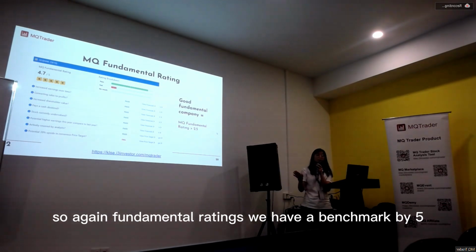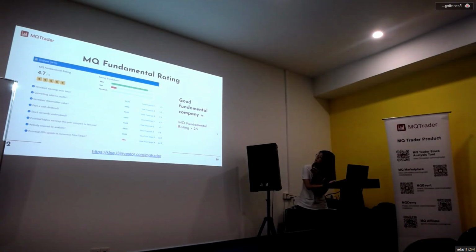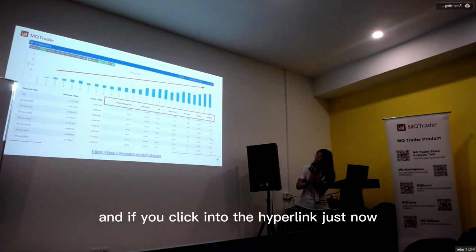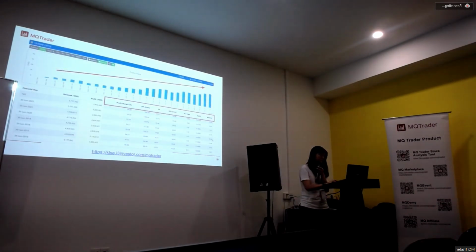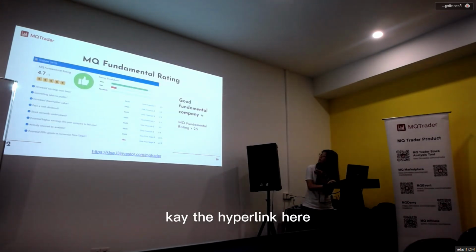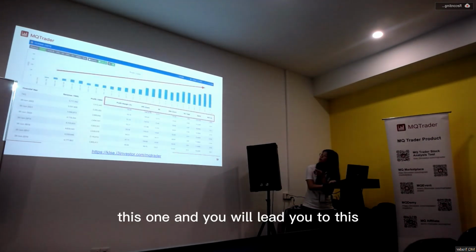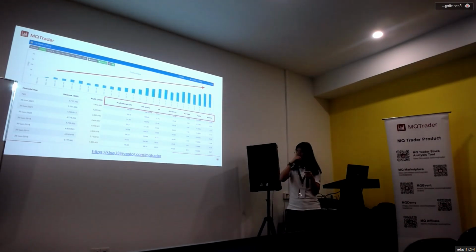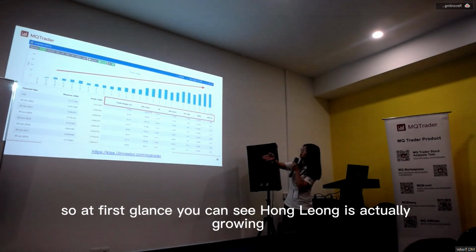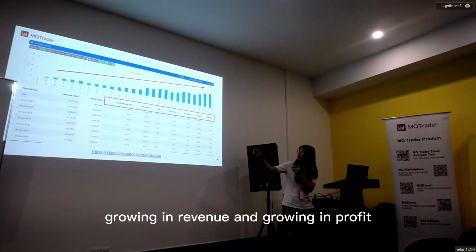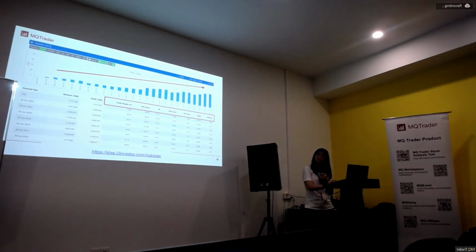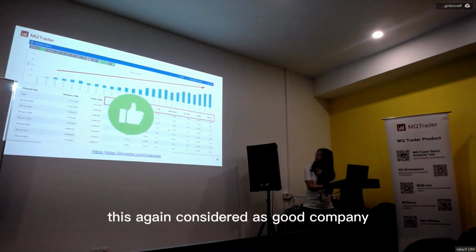So again, for fundamental ratings, we have a benchmark of 2.5, and this is considered a good company, a good fundamental company. If you click into the hyperlink here, it will lead you to this page, where you get detailed information. At first glance, you can see Hong Leong Bank is growing in revenue and growing in profit. You can also look at the tables here for numbers if you are a number person. This again is considered a good company.